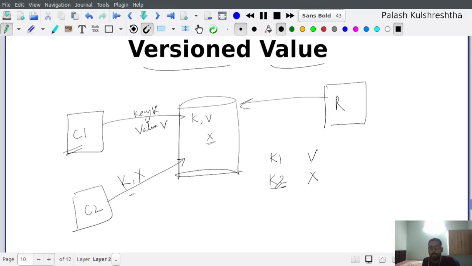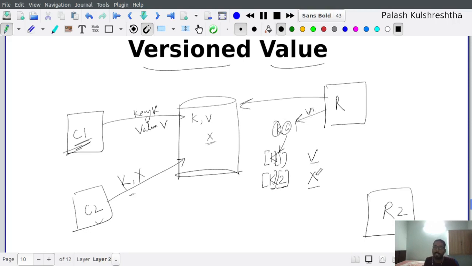Now what is K and 2? K is the key component and 2 is the version at which value V and X are written respectively. So when the reader R comes and wants to get the value that was written by C1, it is going to read the value of K at index 1. And another reader R2 wants to read the values that were written by client C2 at index 2, or version 2. This reader is reading version 1 of our key K, whereas this reader is going to read version 2.